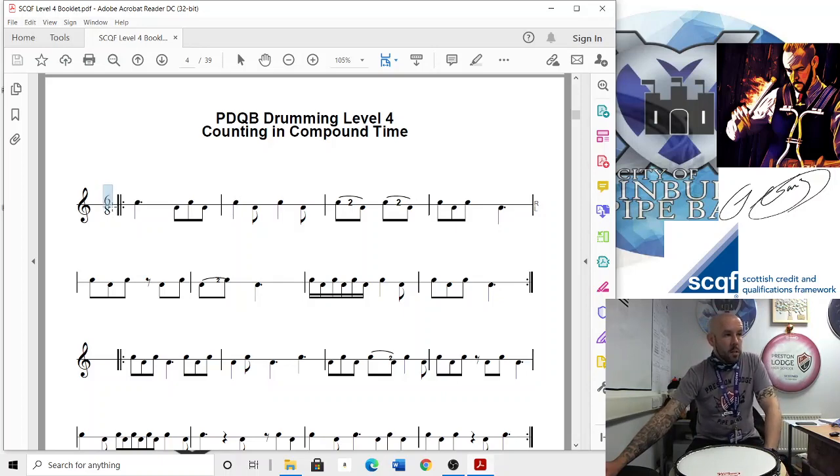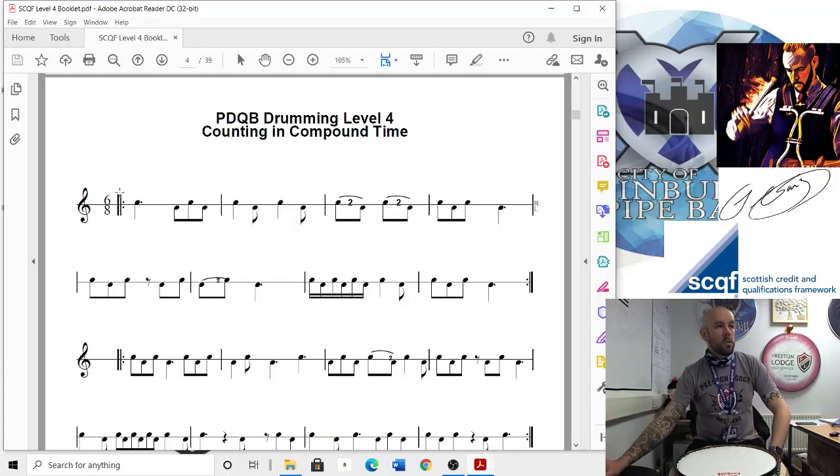First one, 6/8. 6 quaver groups per bar. Add your 3 quavers together, you get a dotted crotchet as you get there. So it'll be 2 dotted crotchets per bar. And if that's confusing you, then go back to the time signatures lesson, and that explains it fully for you.